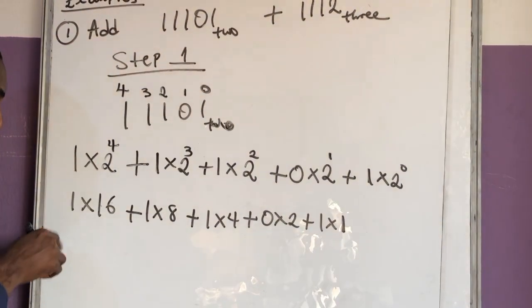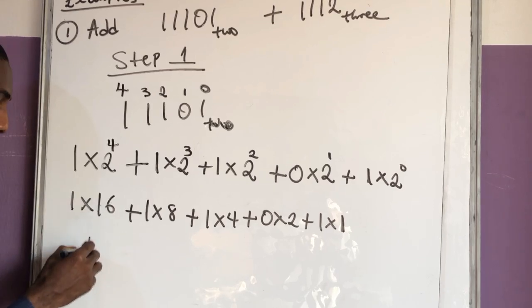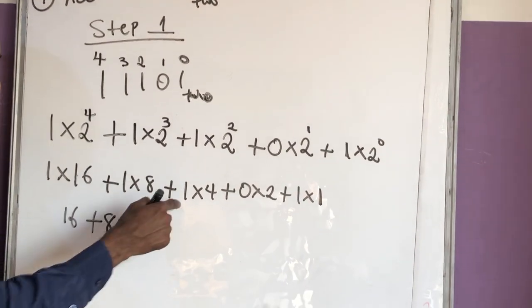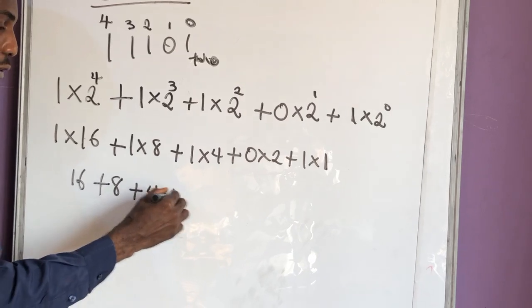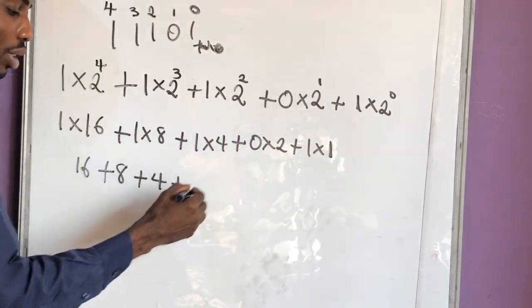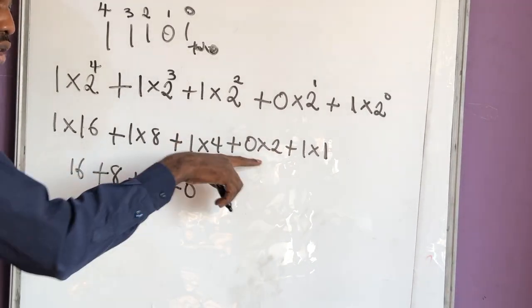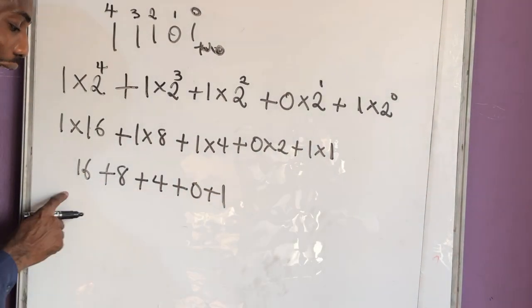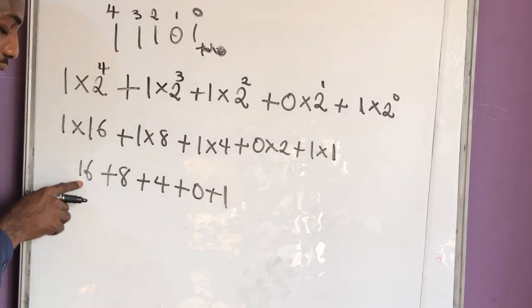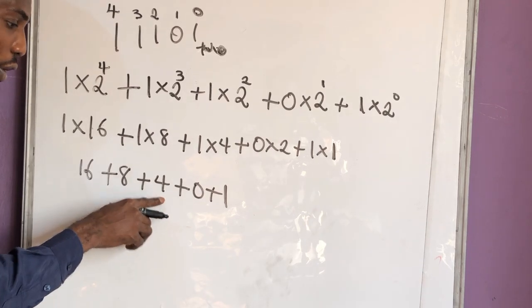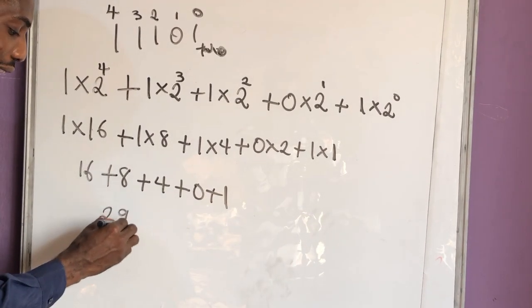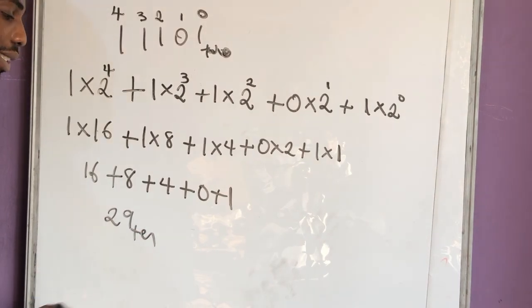So let me come back here again. Then 1 times 16, I have 16. Plus 1 times 8, I have 8. Plus 1 times 4, I have 4. Plus 0 times 2 is 0. Anything multiplied by 0 is what? 0. Plus 1 times 1, I have 1. Then add all of this together. 16 plus 8 plus 4 plus 0 plus 1 is going to give me 29 base 10.